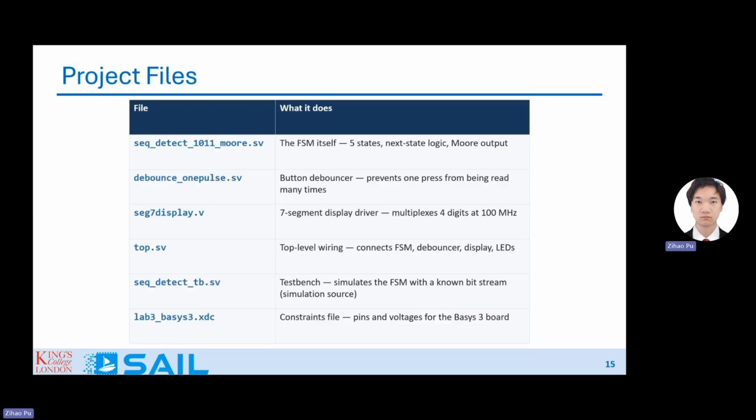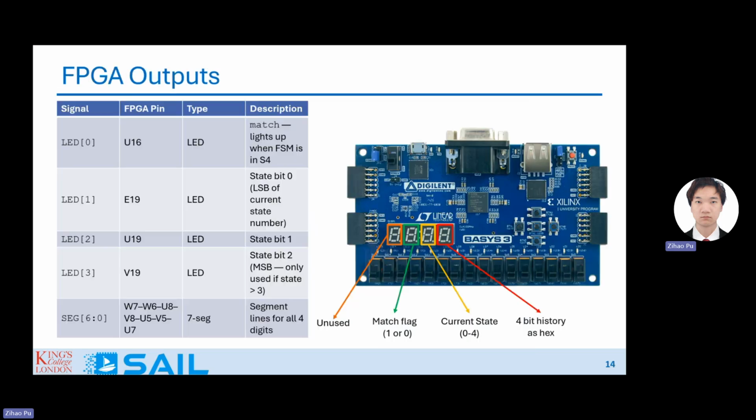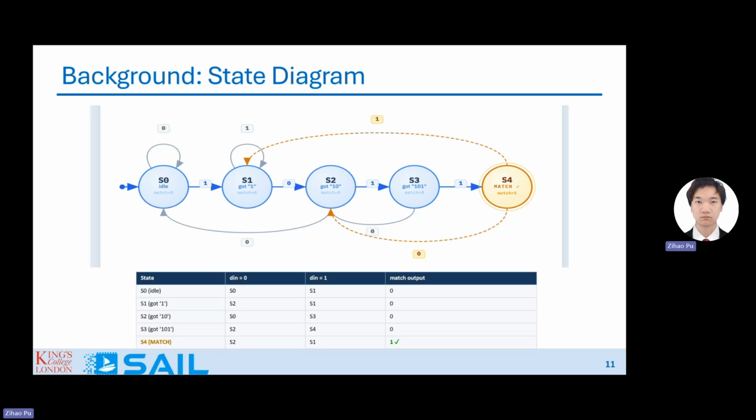These are the files for the FSM. I've already given you all the code, so you just have to run it, implement it on the FPGA, and see if you find any errors. Of course, the most important one is sequence detection. That's the FSM itself. It has 5 states, and each state is one of these: 0, 1, 2, 3, 4.